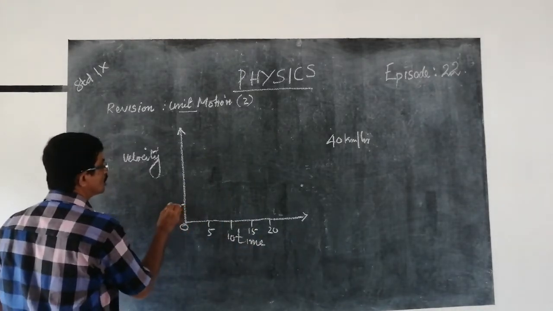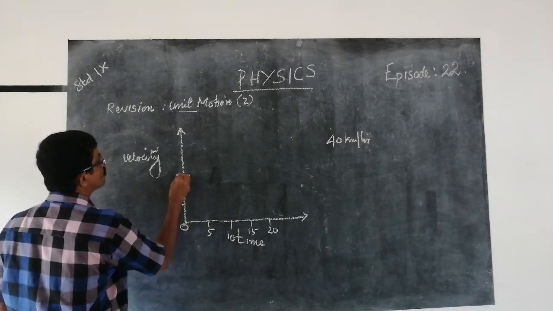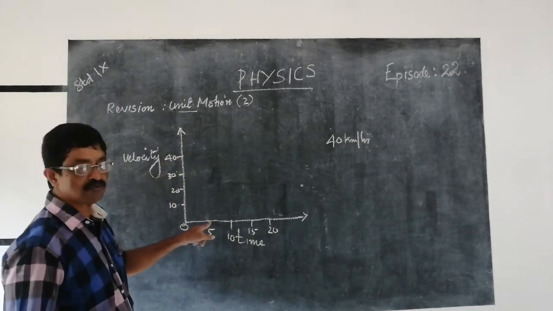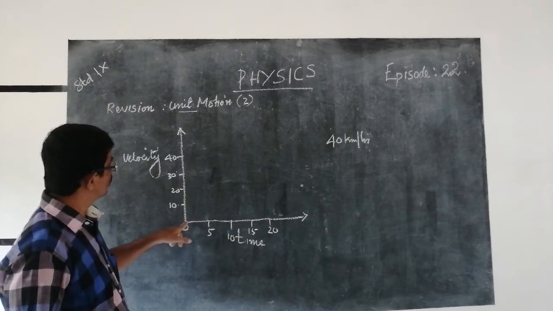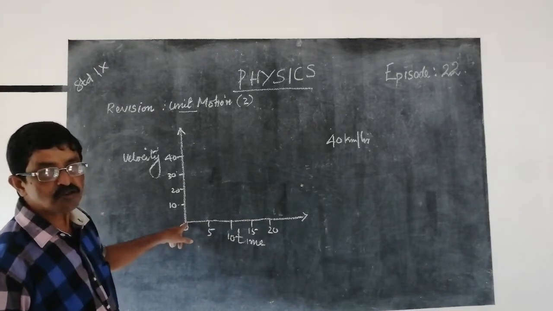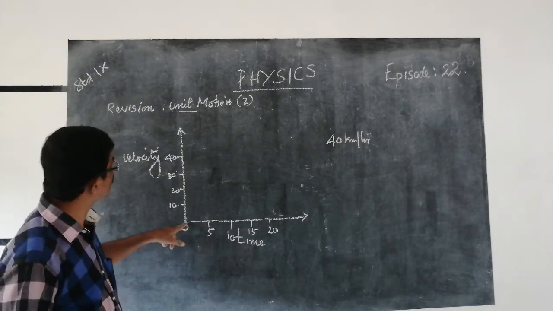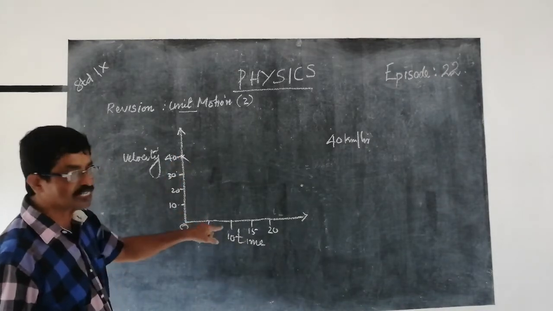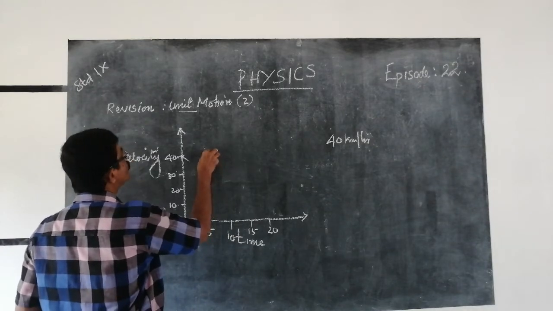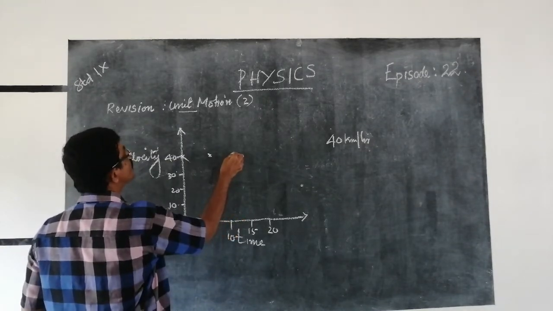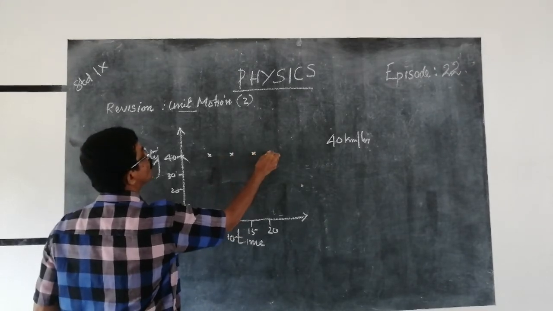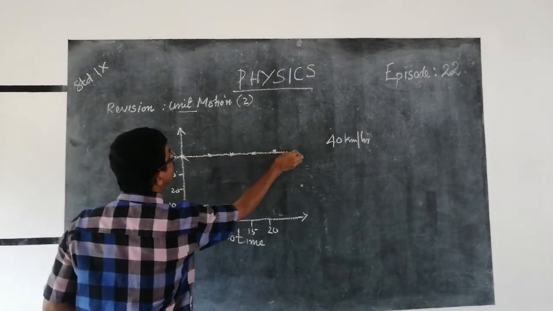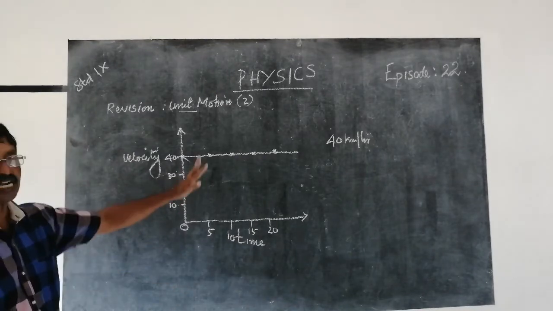And here 10, 20, 30, 40. See, at the first observation, when we started to observe, its speed is 40 km per hour at the time t equal to 0. Then after 5 seconds, when we observe again, it is 40. Then after 10 seconds again we notice, 15 seconds also, and in this way. Then by joining all these points we get a graph which is a straight line.